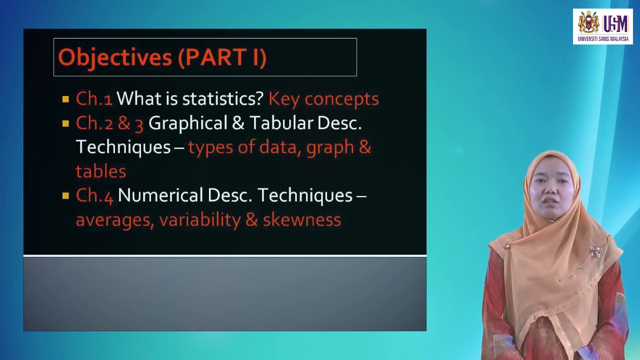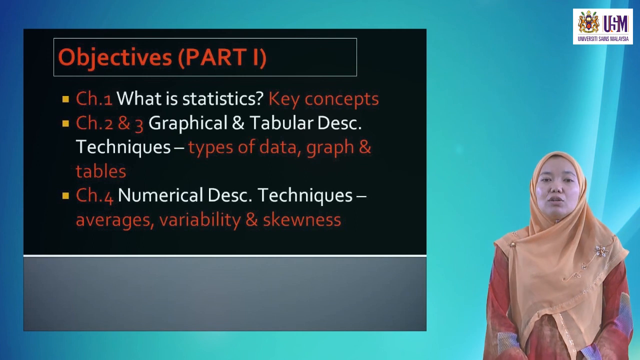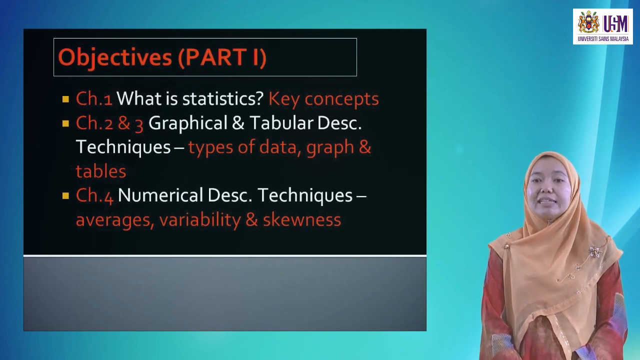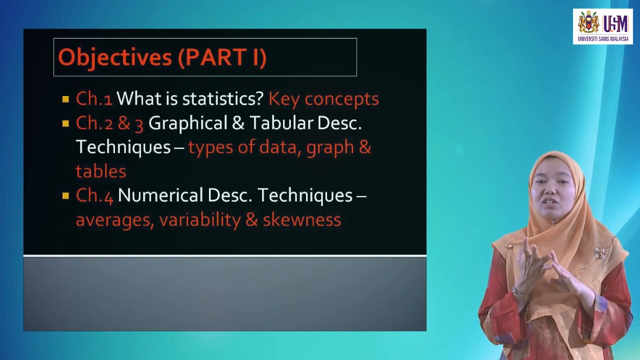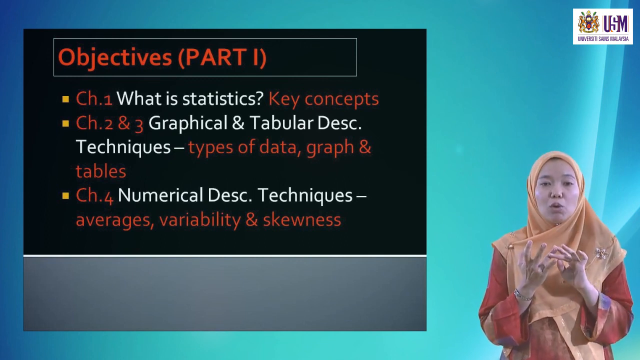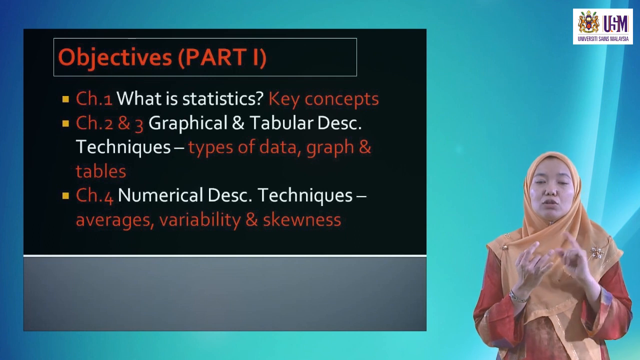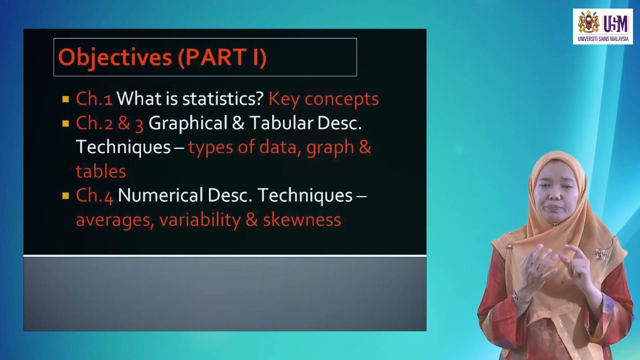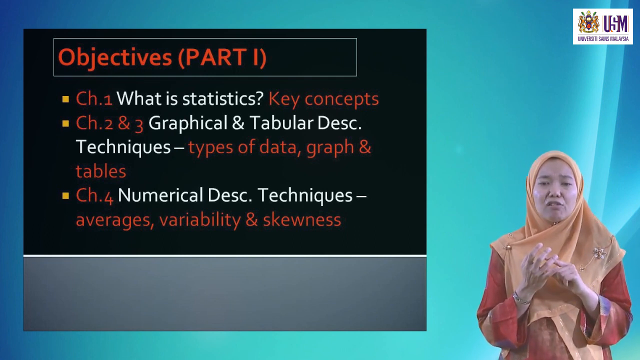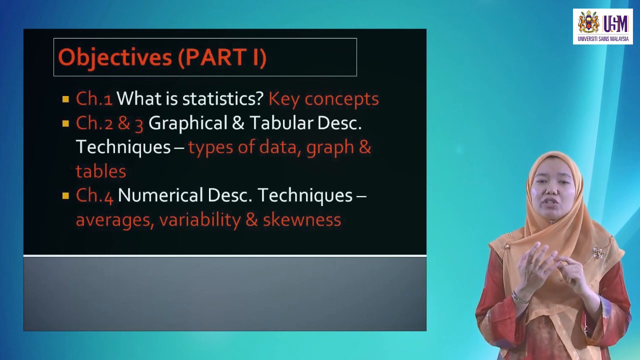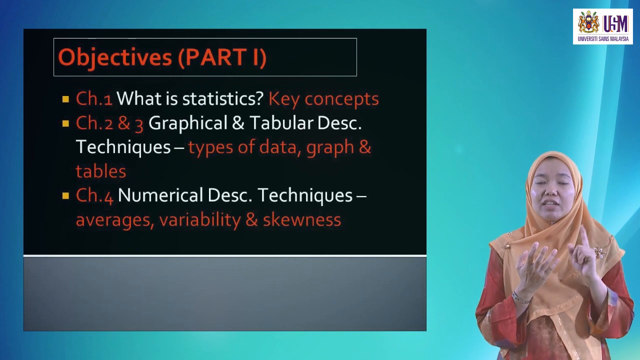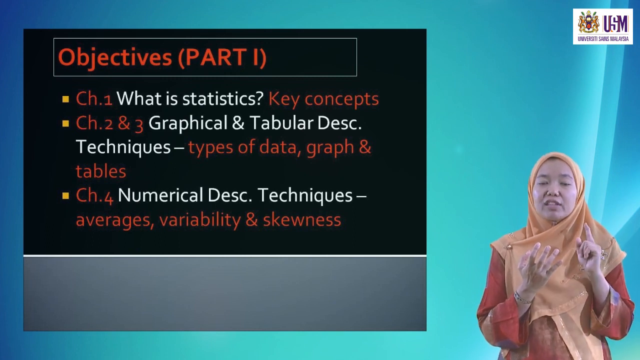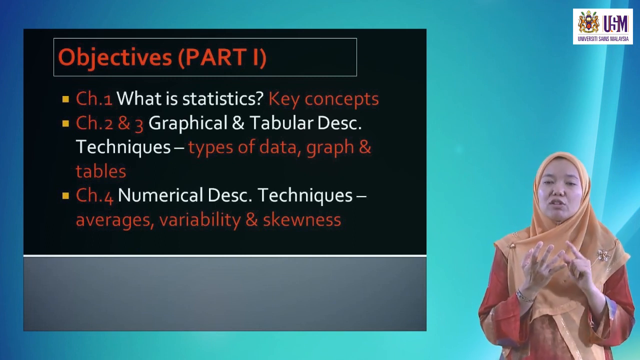And the third objective is from chapter 4. I already discussed with you numerical descriptive techniques in terms of averages. There are three types of averages: mean, median and mode. You can refer to the YouTube again in order for you to make your understanding clearer. Okay, and then we have measures of variability or dispersion in terms of range, interquartile range, standard deviation, variance, coefficient of variation.